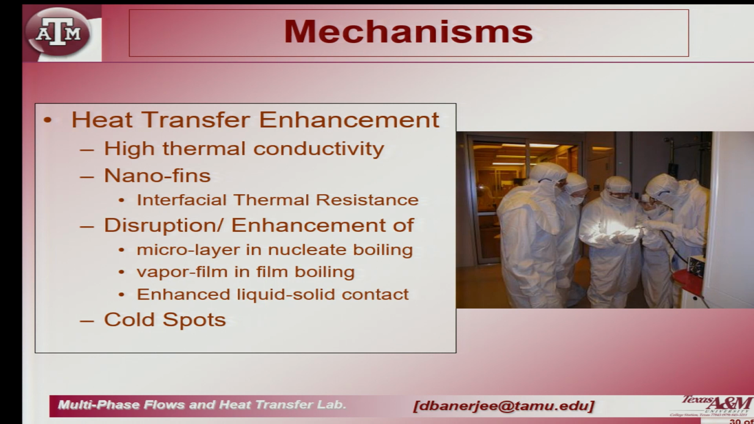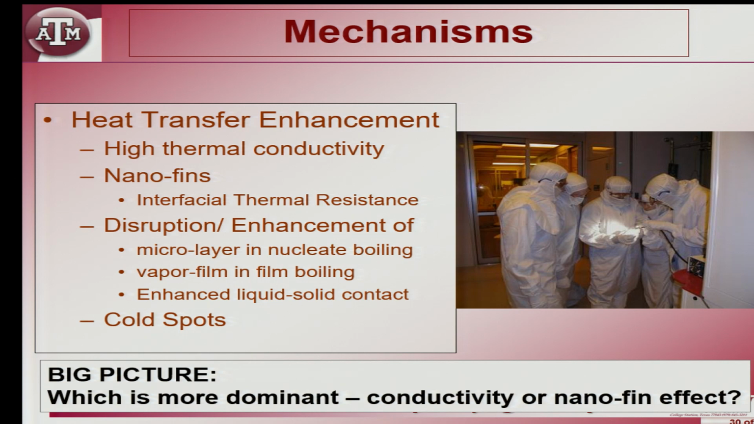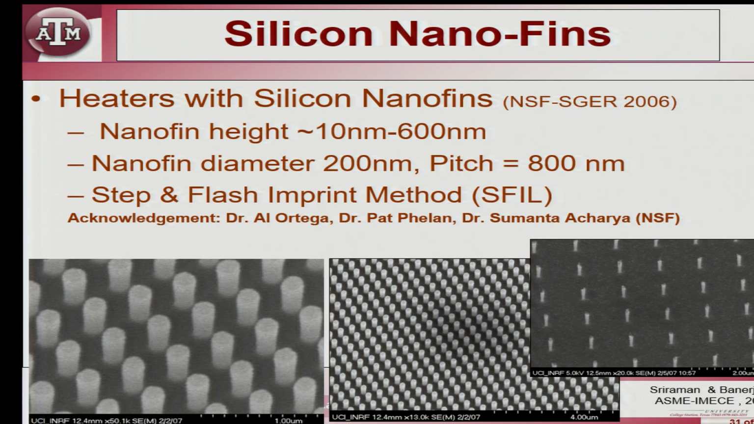So, how do we determine that? So, we decided, the big picture is which is more dominant, is it the conductivity effect or is it a shape effect, the nano fin, okay, which is more dominant. So, to answer that question we made nano fins. So, we took a silicon wafer and we etched these tiny fins by using a lithography or an imprinting technique. Okay, I will not have time to get into the manufacturing process, but it is a very interesting manufacturing process.